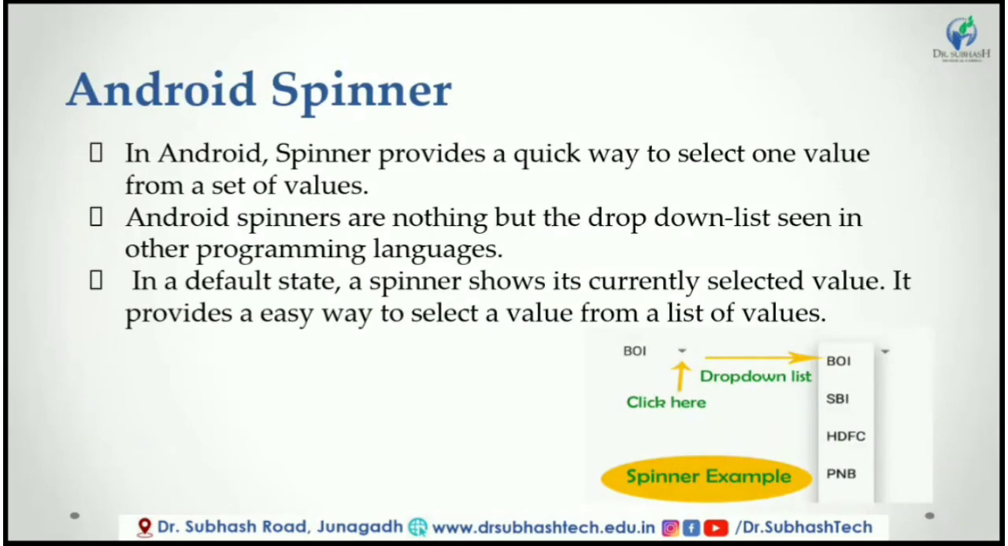Android Spinner. Android Spinner provides a quick way to select one value from a set of values. Android Spinners are nothing but the drop-down list, as in other programming languages. In a default state, a spinner shows its currently selected value. It provides an easy way to select a value from a list of values. In simple words, we can say that spinner is like a combo box of AWT or Swing, where we can select a particular item from a list of items.